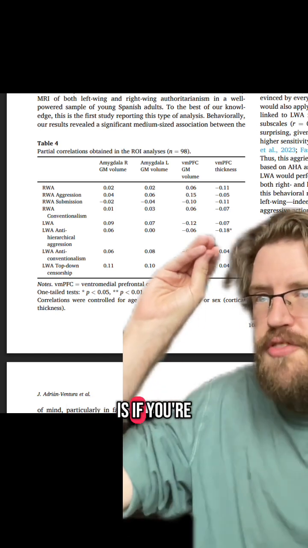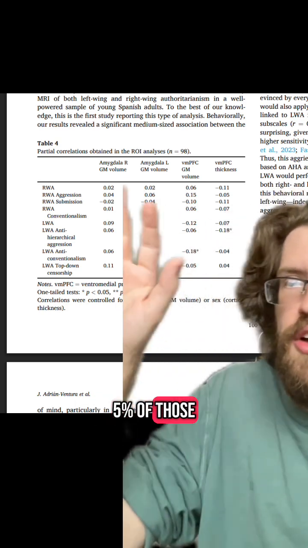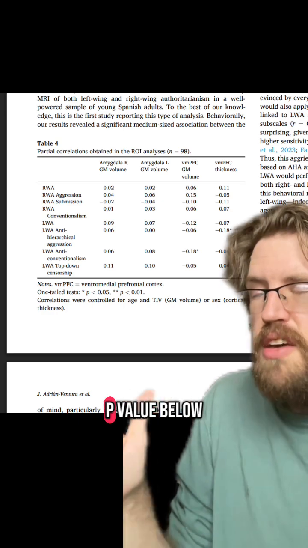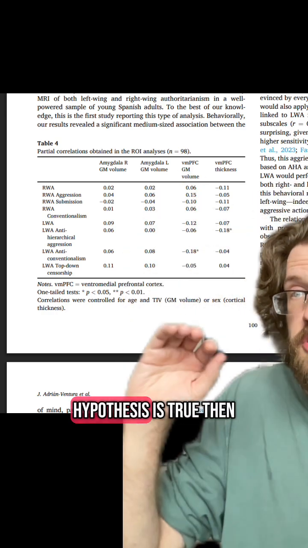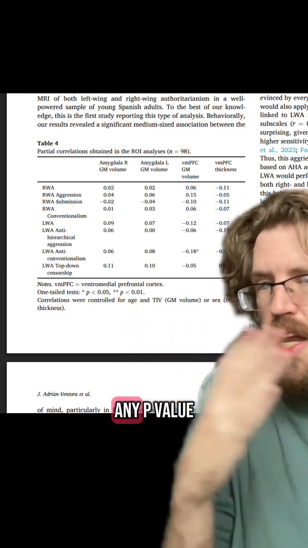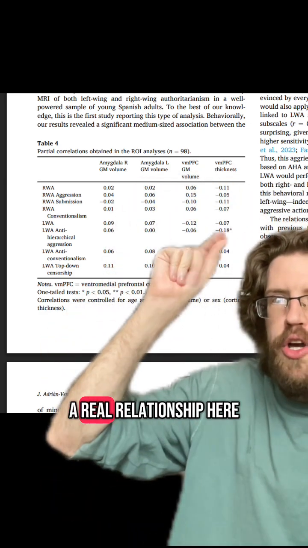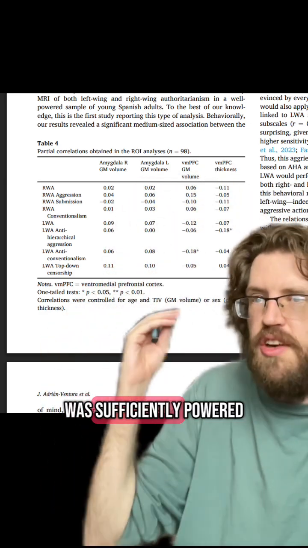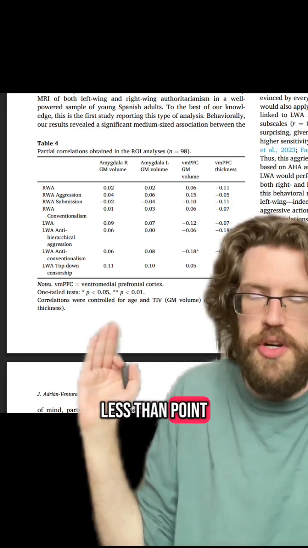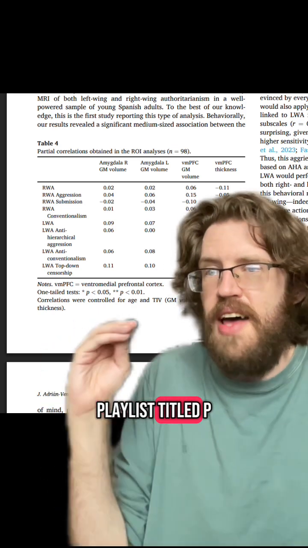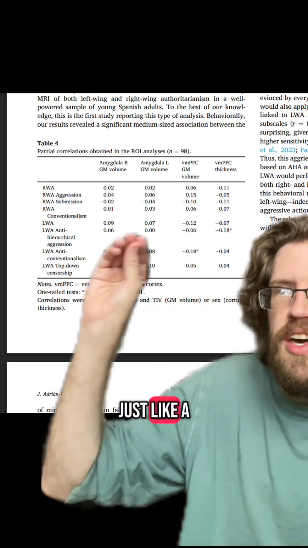But the problem is, if you're doing 32 correlations, you would expect 5% of those 32 correlations to have a p-value below 0.05 simply by chance, by coincidence. If the null hypothesis is true, then p-values are uniformly distributed. Any p-value is as likely as any other. And it's also the case that if there were a real relationship here, and your study was sufficiently powered to detect it, then I would expect the p-value would actually be a lot less than 0.01. I have a video in a playlist titled P-values that explains why that's true. So this looks just like a coincidence to me.